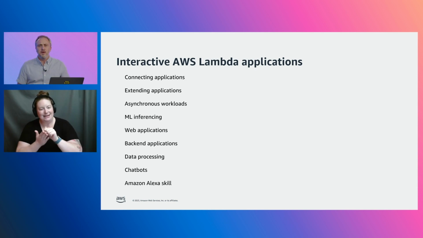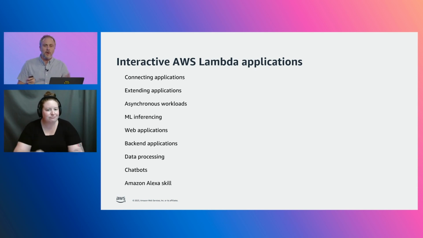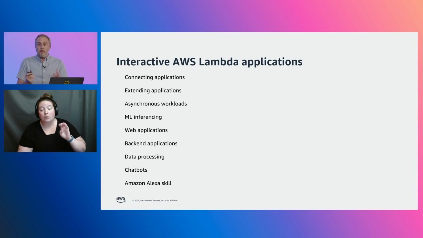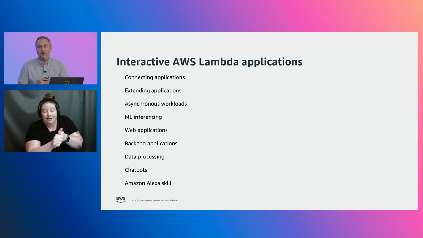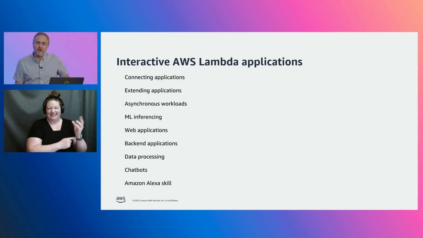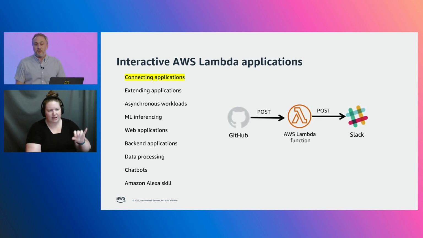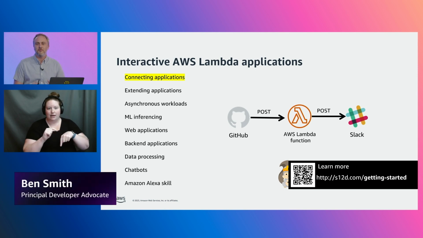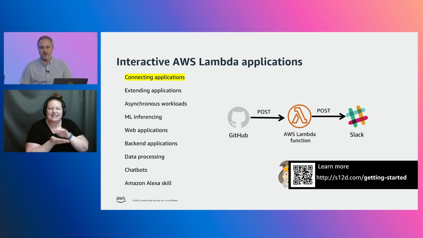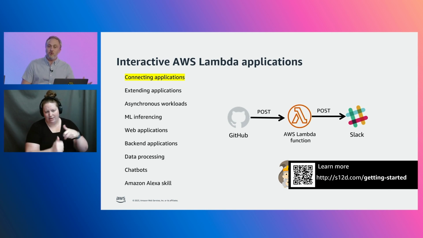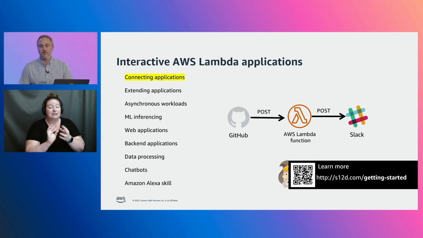You can do things like machine learning inferencing. You can build web applications. You can create back-end applications. You've got chatbots. Of course, Alexa skills is massively reliant on Lambda-based applications as well. Now, obviously, I don't have time to go through each one of these in detail, so I'm going to focus on what I think is a really nice, simple example for getting started with Lambda. And that's connecting two applications together using a Lambda function in the middle.